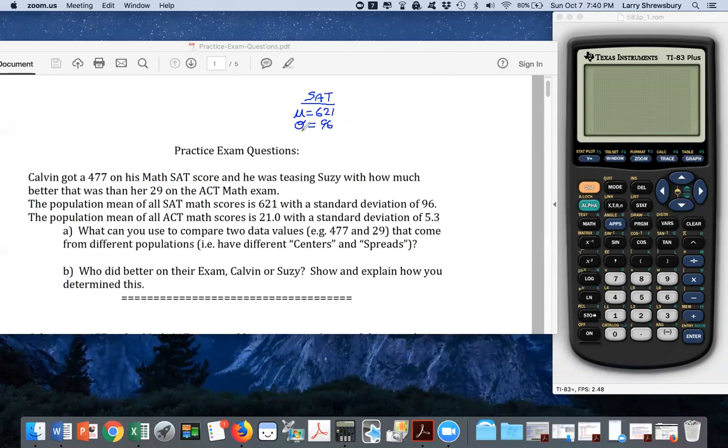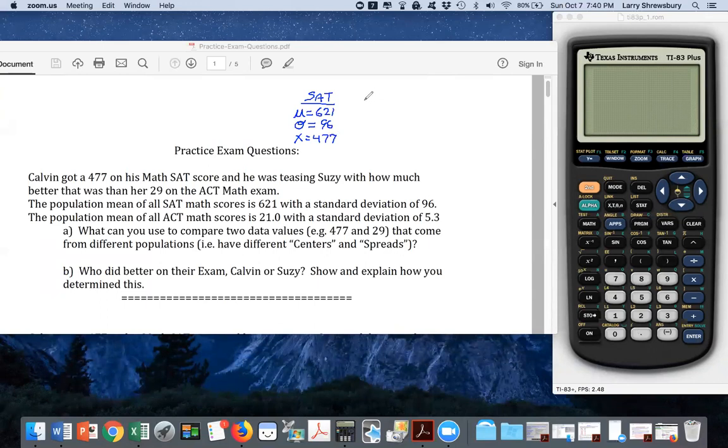And our data value from this population, Calvin's score, was 477. Oh dear, is he above or below average? He's below the mean. Well, that's not necessarily good, but maybe it's not too far below.